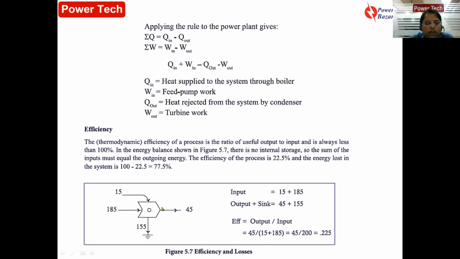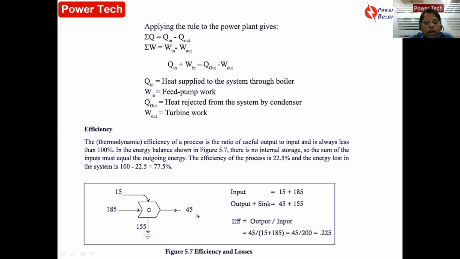Now see here, what is the input energy? 185, and 15 is the input work done. 155 is the output heat energy. 45 is the output work done. So input becomes 185 plus 15. Output plus sink becomes: output is 45, sink is 155. From these we can find the output. Efficiency will be output 45 over input, 15 plus 185, which gives 22.5%.